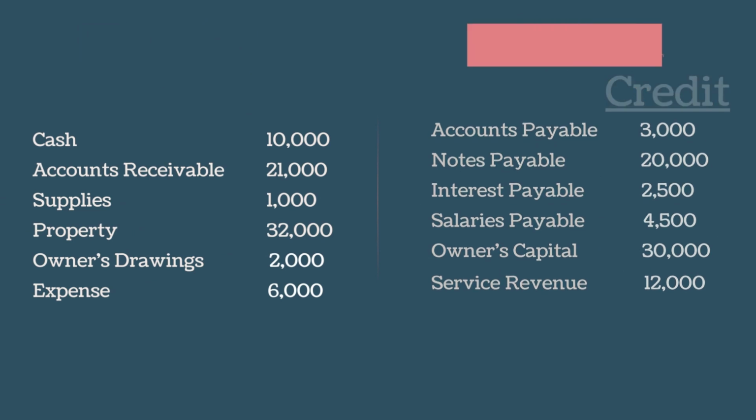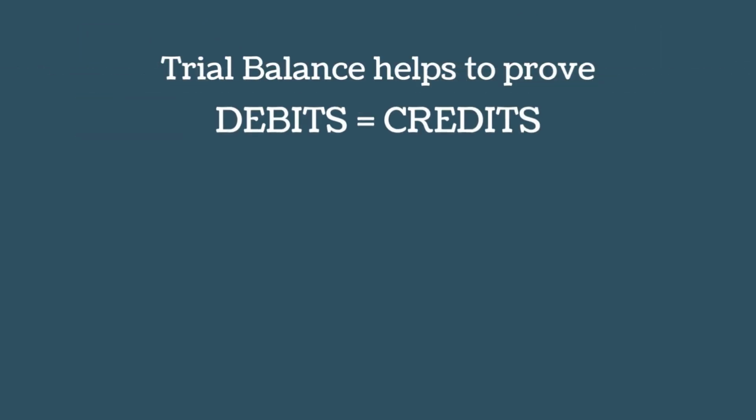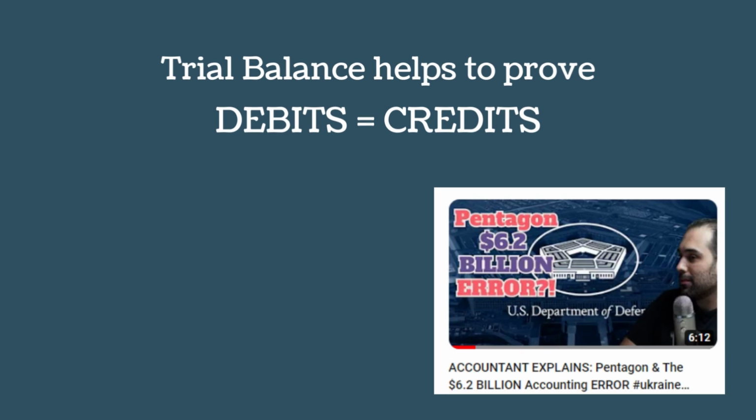The trial balance helps to prove the mathematical equality of debits and credits. It's easy to spot using a trial balance if debits aren't equal to credits, but that doesn't mean that the trial balance can uncover every kind of error. For example, you can check out my YouTube video about a $6.2 billion accounting error made by the US Department of Defense in June this year.